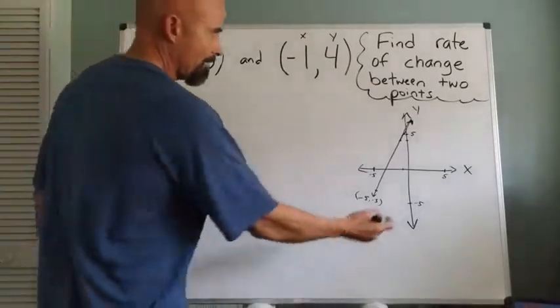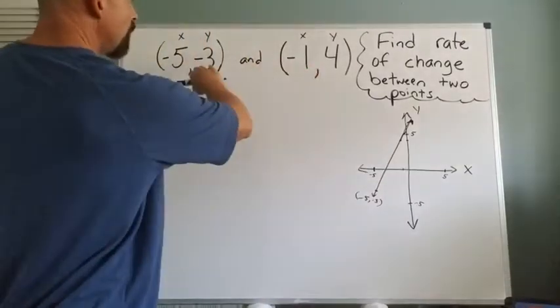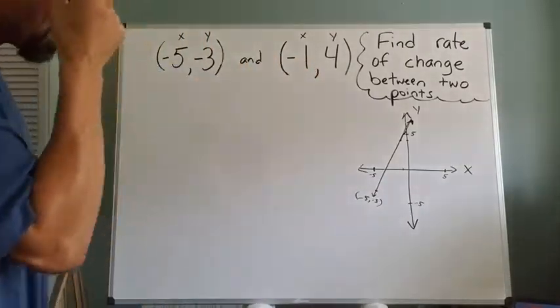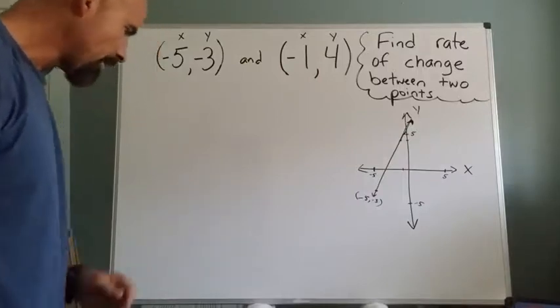So anyway, I have my x and y axis. I've graphed the line based on the 2 points that they gave me. And now I can already tell immediately a couple of things about this line.